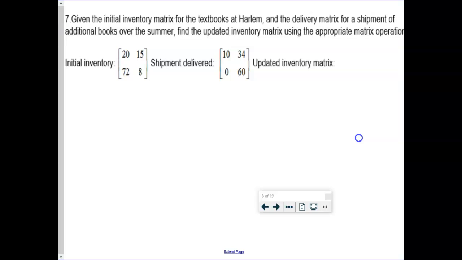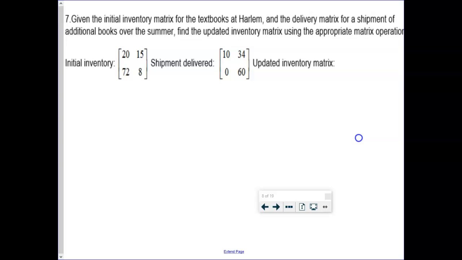All right. Oh my goodness. I don't know why kids get so confused on this one. So we have an inventory of textbooks at Harlem that is already here. A truck comes by and drops off a whole other set of books. And they want to know, how many books do we have right now at Harlem?